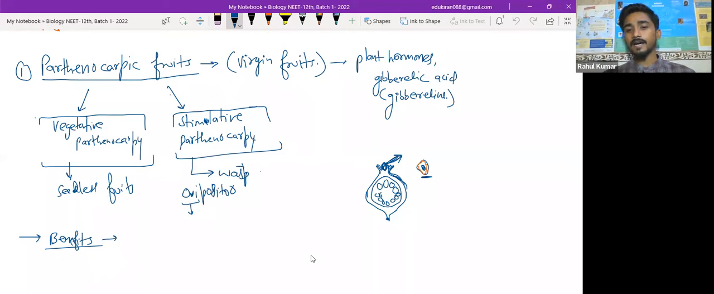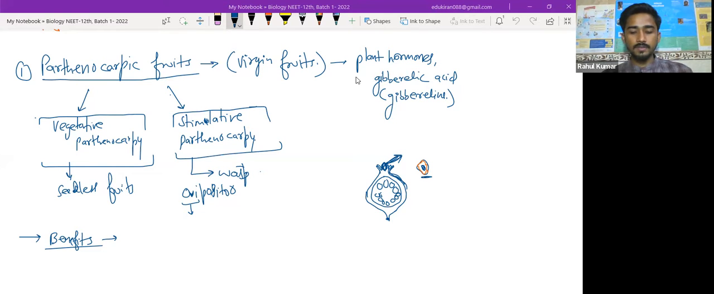Okay, there are some mutant varieties that naturally produce seedless grapes, but they are very, very few and they require special conditions to grow, so they are not present everywhere. Normally when we buy seedless grapes from the market, they are made seedless through vegetative propagation.